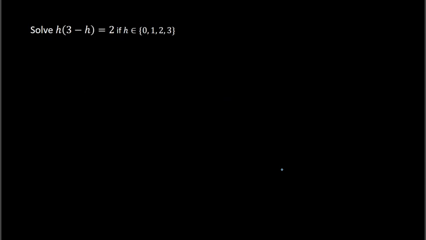All right, here's another example using that new notation. Here we are told to solve h times (3 minus h) equals 2, if h is an element of {0, 1, 2, 3}, meaning h must equal either 0, 1, 2, or 3. So we plug in 0, 1, 2, and 3 in for x. And actually, that'd be in for h in this case. So plug a 0 in for h.